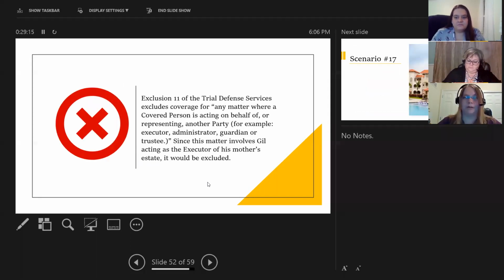The answer here would be no as well. Exclusion 11 excludes any matter where a covered person is acting on behalf of or representing another party. Since this matter involves Gil acting as the executor of his mother's estate, it would be excluded.